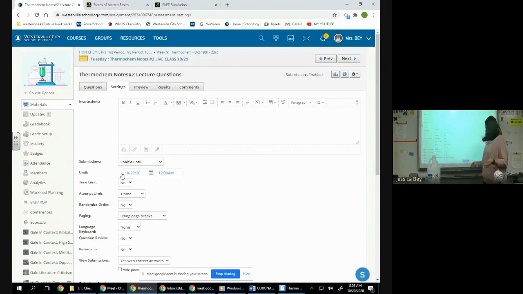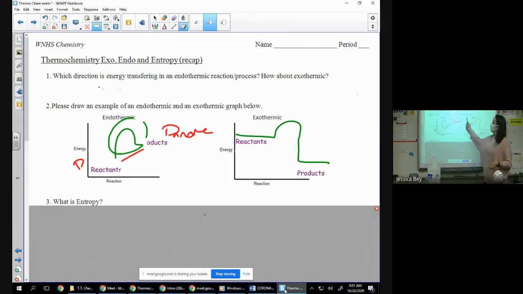Oh, there is a secondary little worksheet. It's called the Thermochemistry Endo Exo Entropy Recap. If you would work on that tonight, then tomorrow when we come in, we're gonna do thermochemistry worksheet number 2. Okay, so you guys working on that. I'm gonna wander around, see how you're doing. We got about 5 minutes. You hopefully can get your 3 lecture questions done in that amount of time. I know this is confusing. I know it's confusing. We're going to practice it more tomorrow.